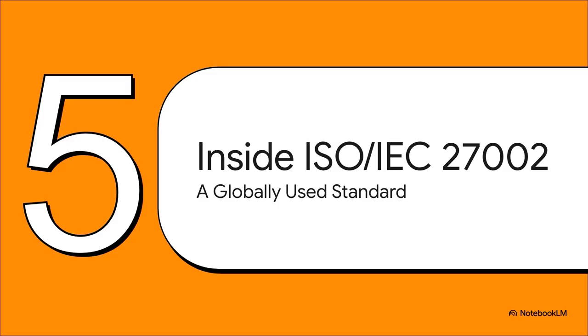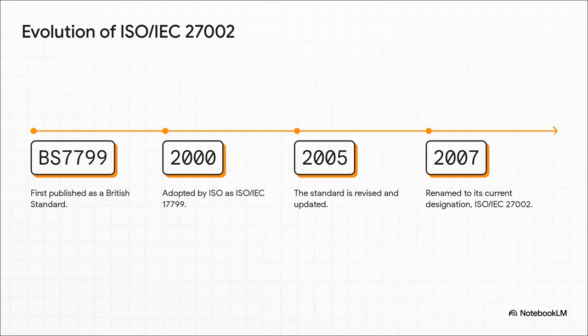Okay, so to make all this theory feel a little more real, let's zoom in and get our hands dirty with one of the most widely recognized standards on the planet, ISO/IEC 27002. Now, this standard didn't just pop up out of thin air. It's got a pretty long history. It actually started out as a British standard called BS 7799. Then, in 2000, ISO adopted it. It got a refresh in 2005, and then in 2007, it was officially renamed to what we call it today, ISO/IEC 27002. So yeah, this long journey, this evolution, it gives it a whole lot of credibility.